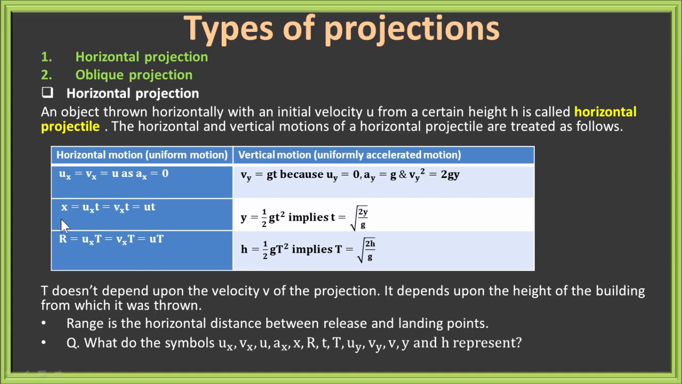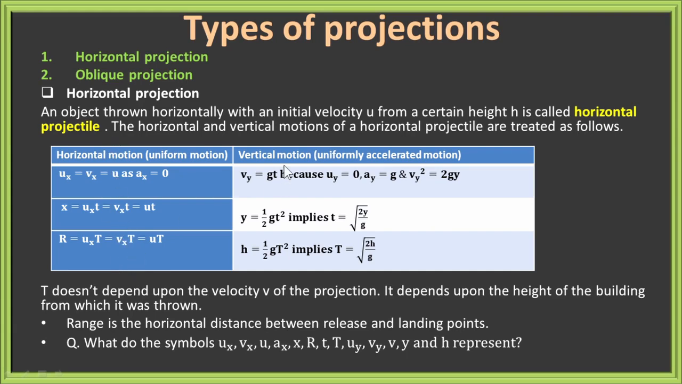And the horizontal distance x is ux times t, or vx times t, or ut, because ux and vx are equal. We have derived it from average velocity. Average velocity is equal to distance over time. The average and instantaneous velocities are equal, so ux and vx are equal. The range, or the maximum horizontal displacement, is ux times total time, or vx times total time, or u times total time. This is the horizontal motion of a projectile, which is uniform motion.